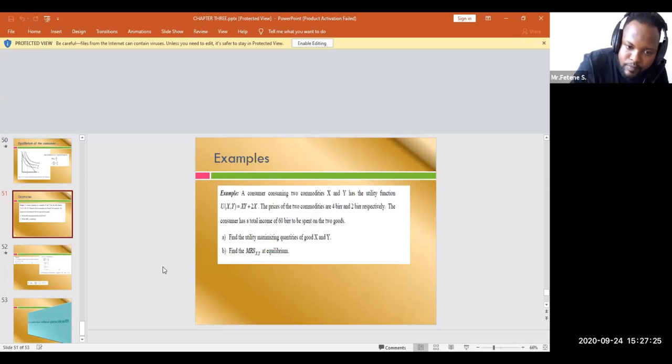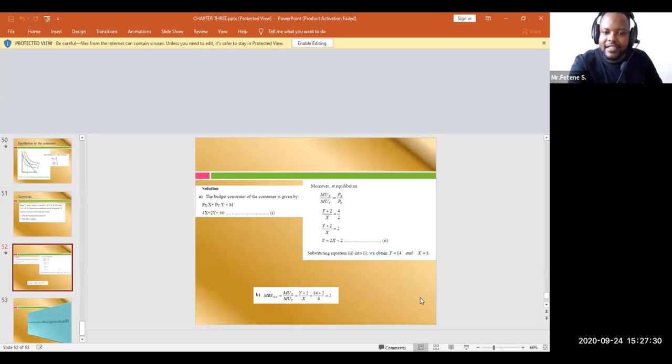Marginal utility of x over marginal utility of y. Marginal utility of x is the utility function's derivative with respect to x, which gives y plus 2. Marginal utility of y is the derivative with respect to y, which gives x. So (y plus 2) over x is equivalent to the price of x over the price of y, which is 4 over 2, and this holds at equilibrium.